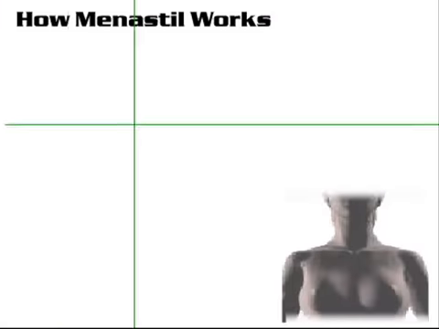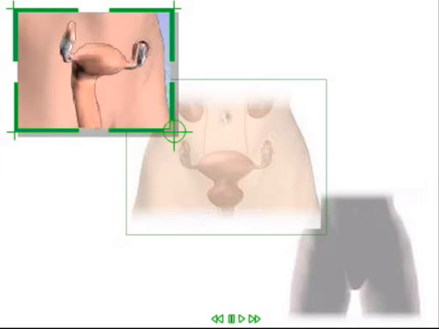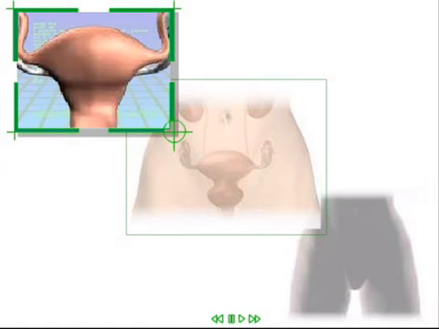In this animation we will show what causes menstruation, what is responsible for menstrual cramps, and how Menstrual acts to ease the discomfort associated with such cramps. The uterus is an organ that has thick muscular walls.